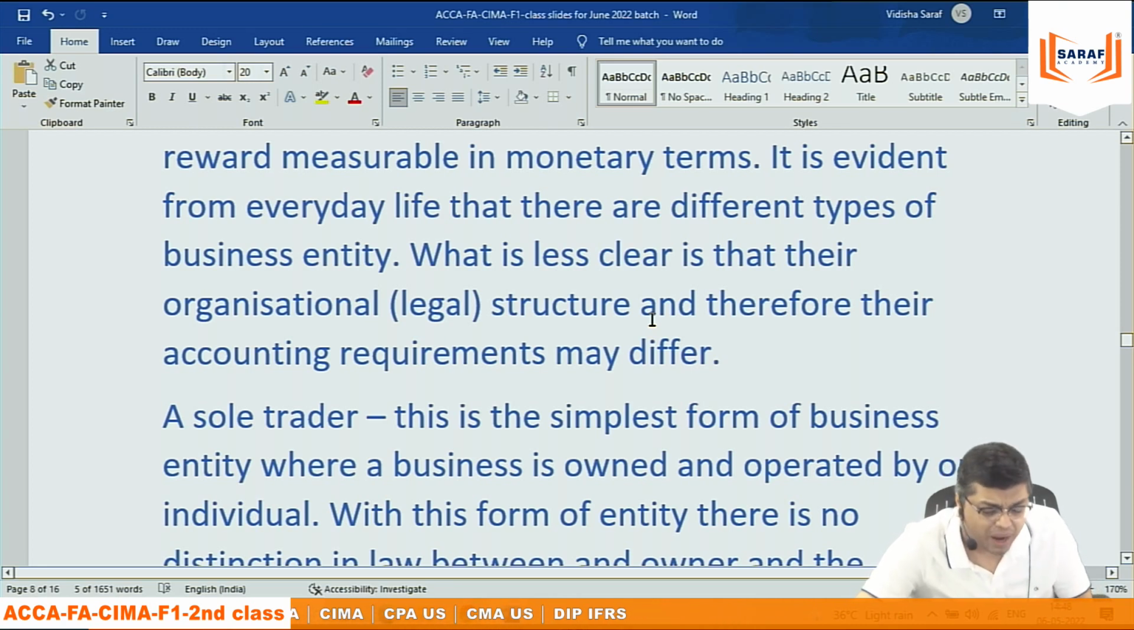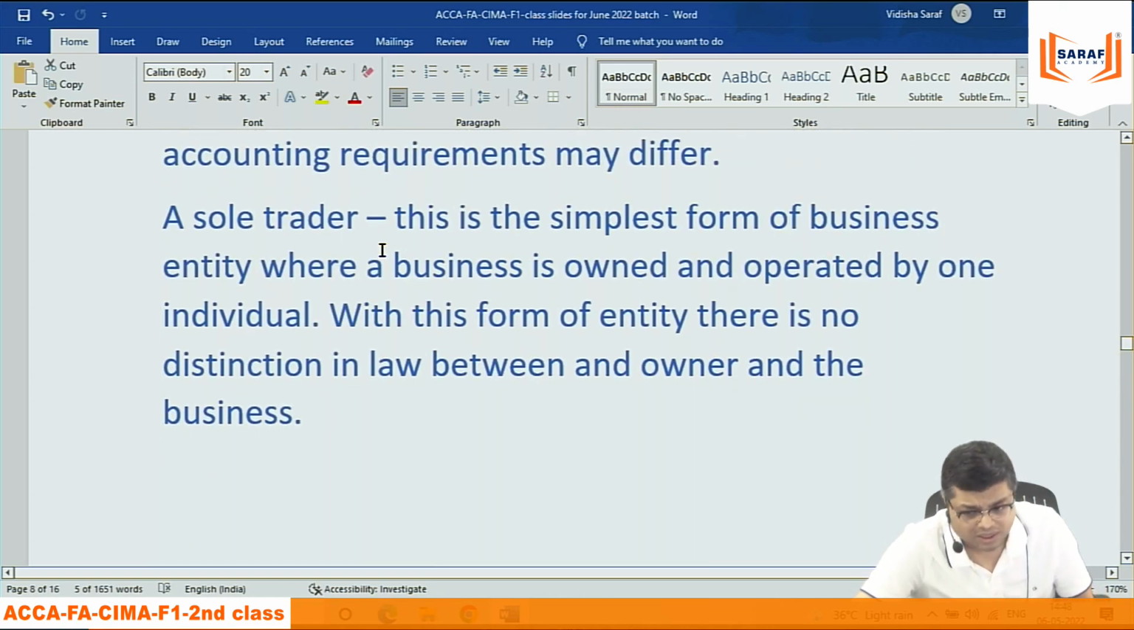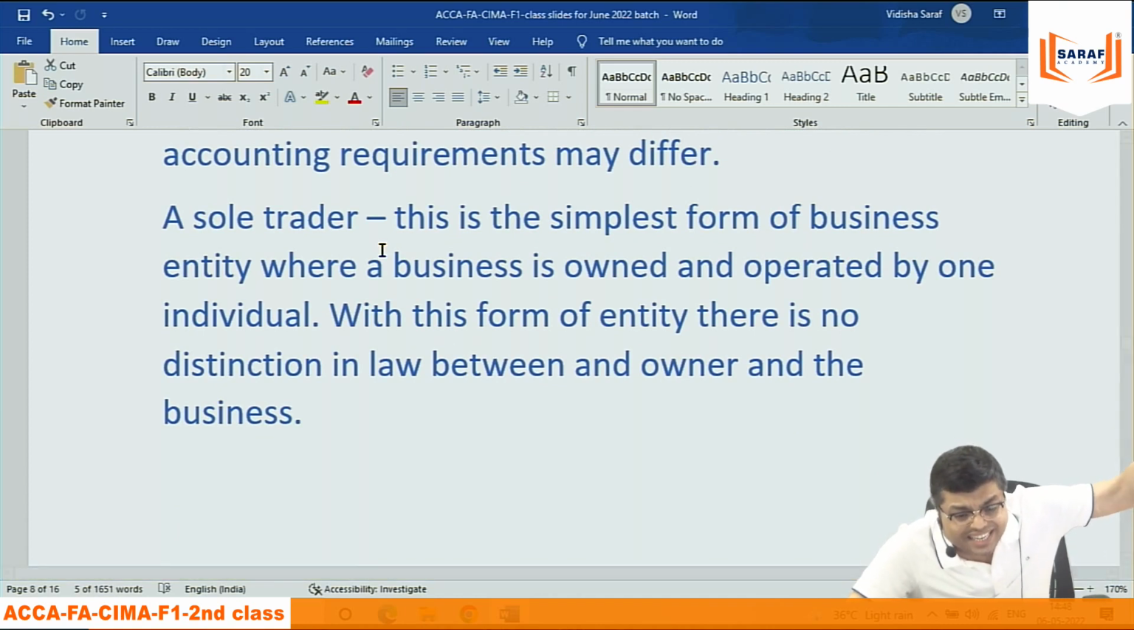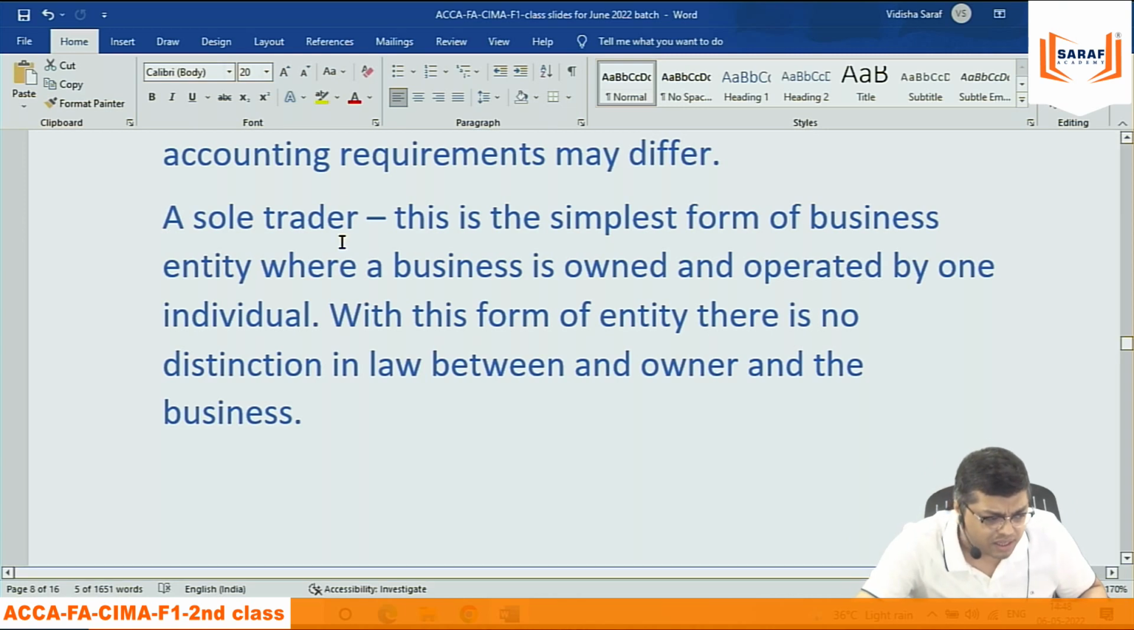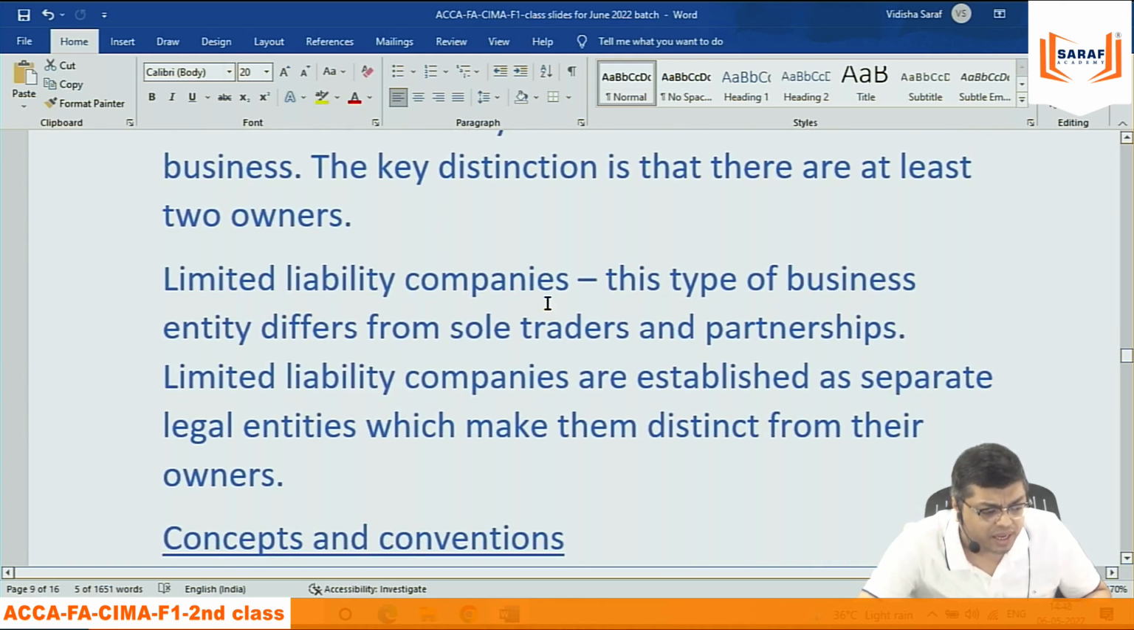Individual, proprietorship, partnership, company, private, public, so many. But their accounting requirements may differ. Maybe their legal status depends upon different law, but their accounting requirement also differs depending upon volume. Generally, in BT, we discuss so many types of business entities in the initial chapter only. Somebody will say, sir, I have not studied BT. No tension. When we study it, at that time we will study. But here we are discussing at a basic level, there are 3 types of business entities. Sole trader, partnership, limited liability companies.